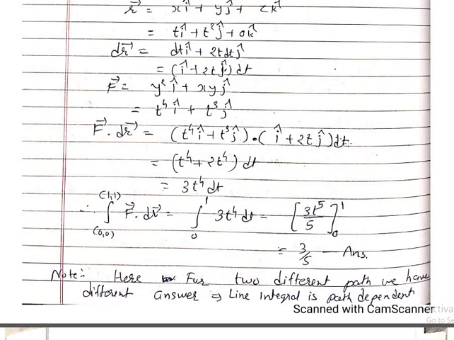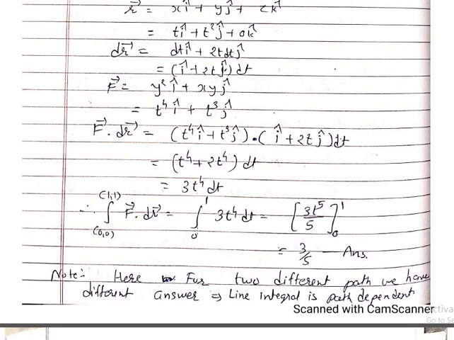plus 2t j) dt. Taking a dot product, t raised to 4 into 1 will be t raised to 4. And t cube into 2t will be 2t raised to 4, into dt. So totally we have 3t raised to 4 dt. And again we are going to integrate F dot dr from (0, 0) to (1, 1).